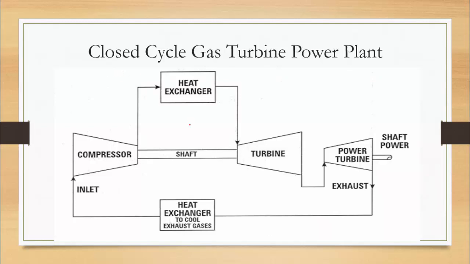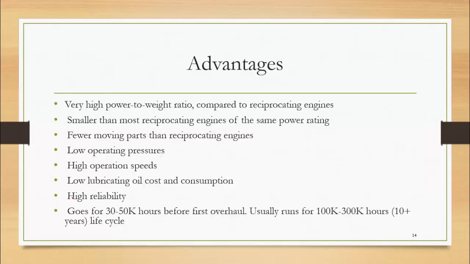It is very similar to the open cycle gas turbine power plant, but the exhaust gas from the heat exchanger is given to the chimney in the open cycle, whereas here in the closed cycle the same exhaust gas from the heat exchanger is given as the input to the low pressure compressor. That is the only difference between the open cycle gas turbine and the closed cycle gas turbine.